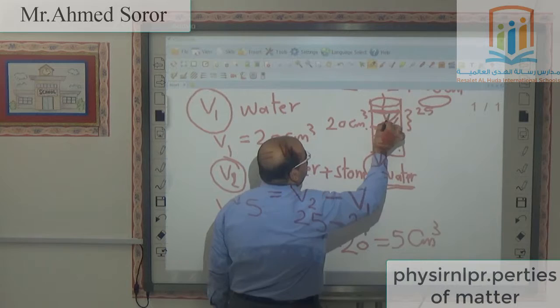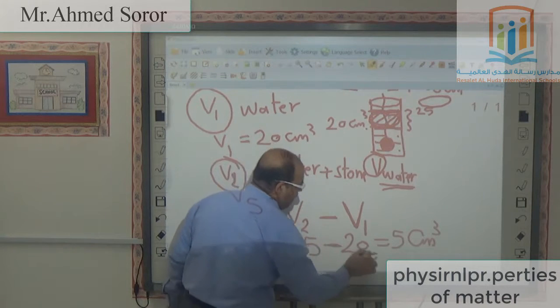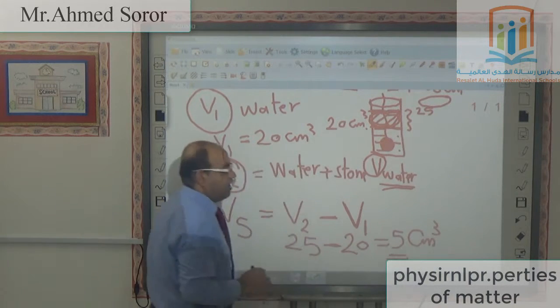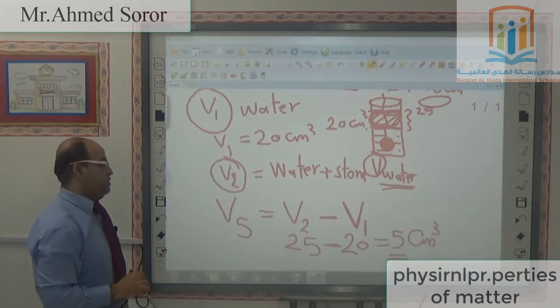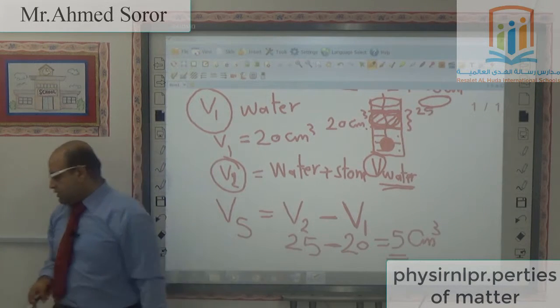This is the volume of stone, equal to 5 cubic centimeters.